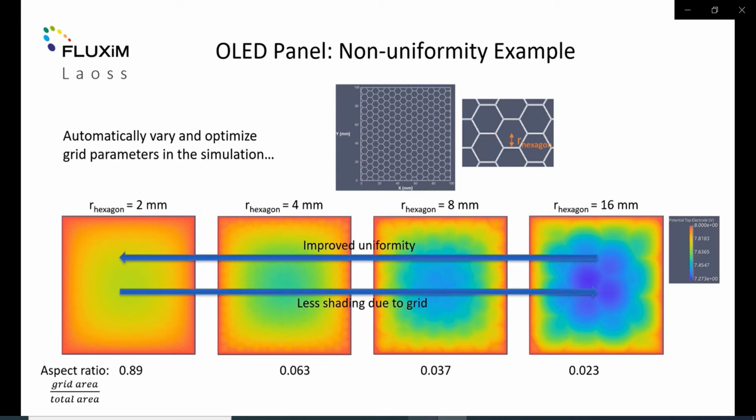However, the metal grid is non-transparent. It also has some shading effect. This will increase with decreasing radius and could lead to lower emission in total. The simulation allows us now to find the optimal configuration of the electrode.